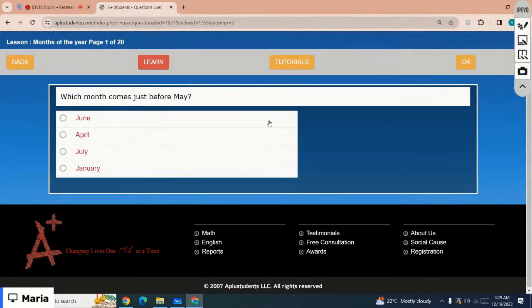Which month comes just before May? Which is the correct option? Right before May, it is, yes, April. The correct option is April. Very good.